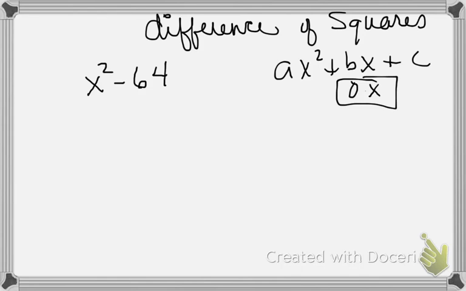So what we're going to do is try to find the factors of x squared minus 64, and we're looking to see if it's the difference of two squares. When we say the difference of two squares, we're saying that they are the exact same thing. And I'm just giving you an example.